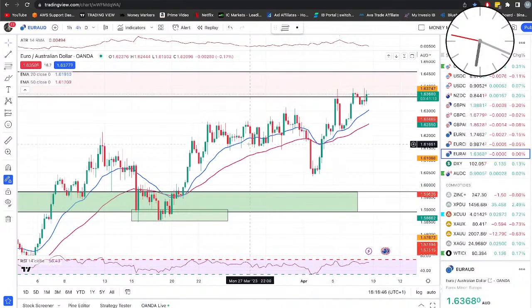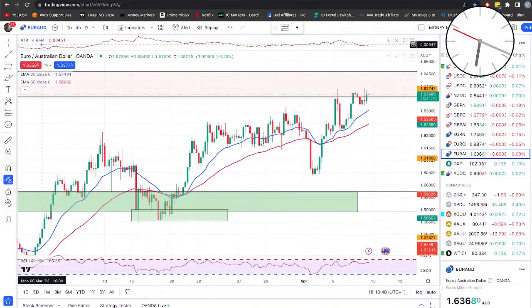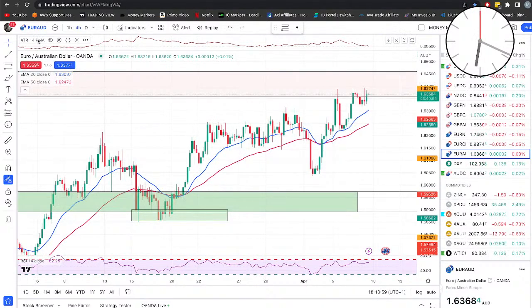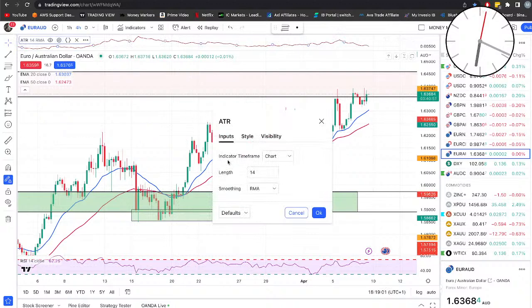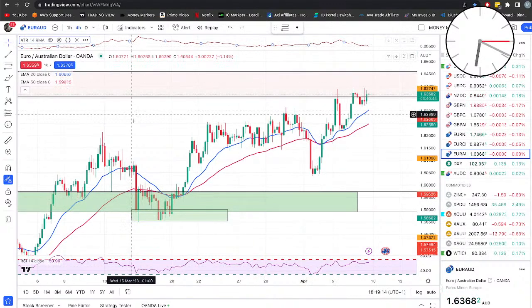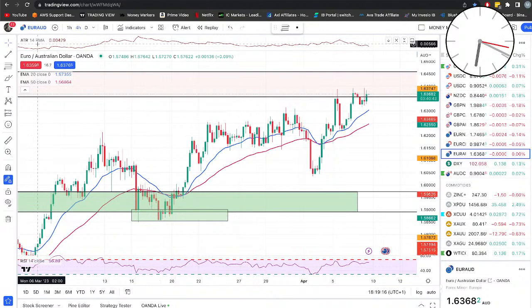So let's look at the settings of the ATR indicator. Right here you have the ATR indicator on the top left corner. All you need to do is go in the indicator section and just type average true range. It will come up right here, and the setting is set to 14. It comes up as the default setting. If you click on it, it will normally come up like this. So just click OK, and then you have the ATR set right up there.